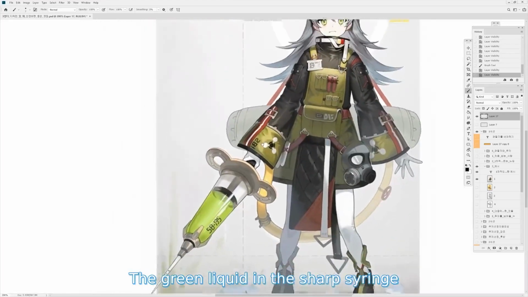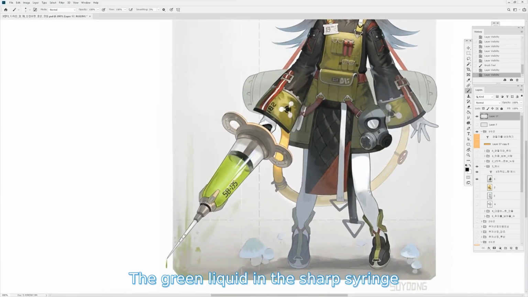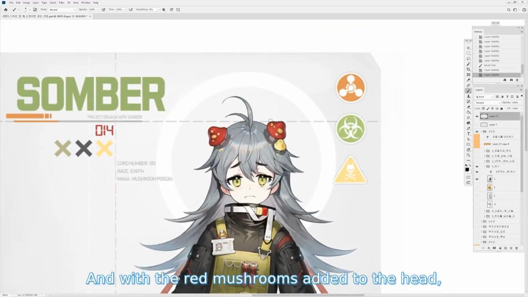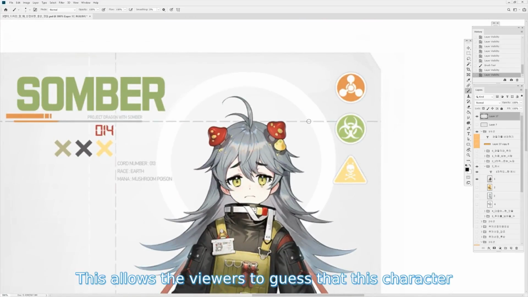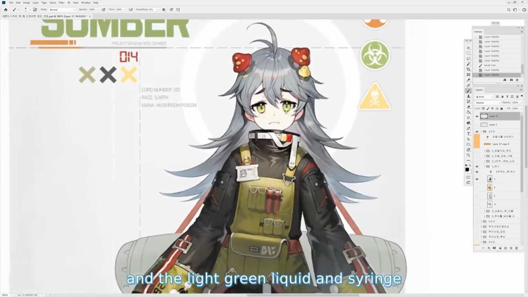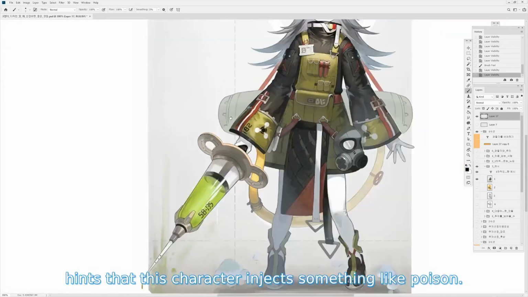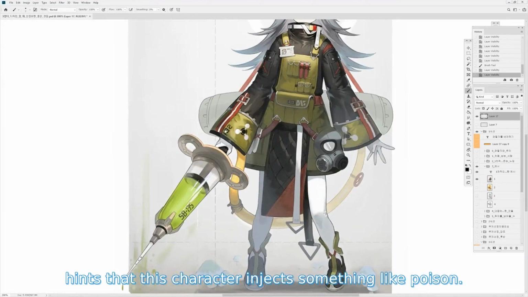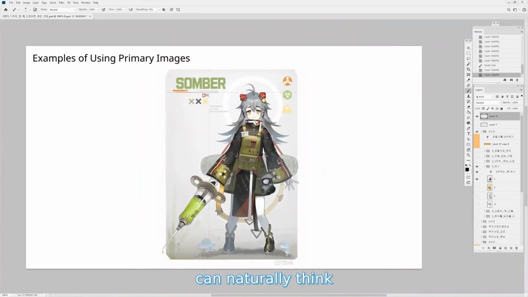Let's see. The green liquid in the sharp syringe reminds us of poison or medicine. Purple is also a good color to express poison. And with the red mushrooms added to the head, we can indicate these are poison mushrooms. This allows the viewers to guess that this character uses something related to poison. Red mushrooms represent poisonous mushrooms, and the light green liquid and syringe hints that this character injects something like poison. So the viewer can naturally think that this character either uses or injects poison.